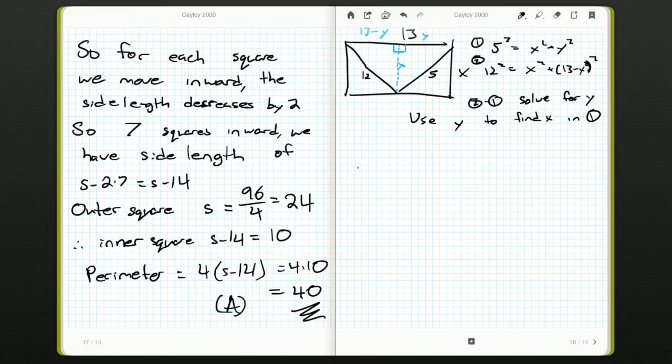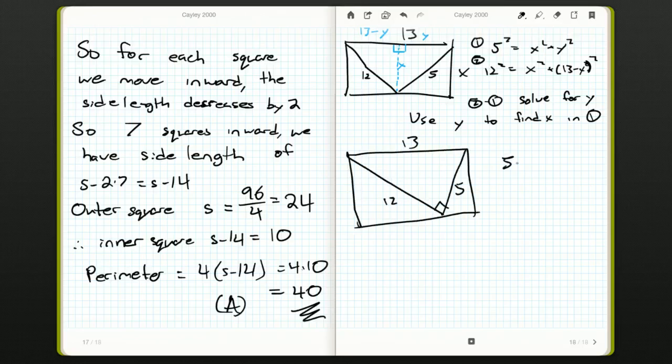But if you know that 13, 12, and 5 is a Pythagorean triple, and I'm not going to write out the calculation that shows this, because if you don't believe me, that's fine. Use this other way.